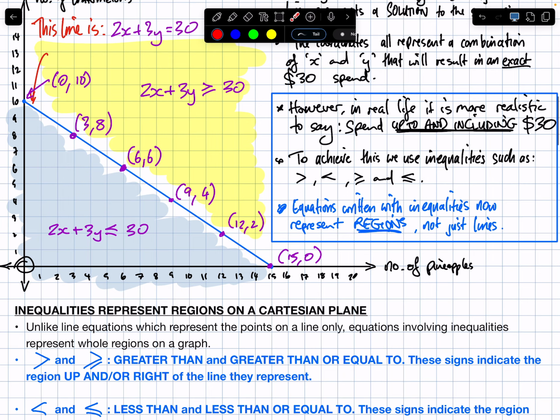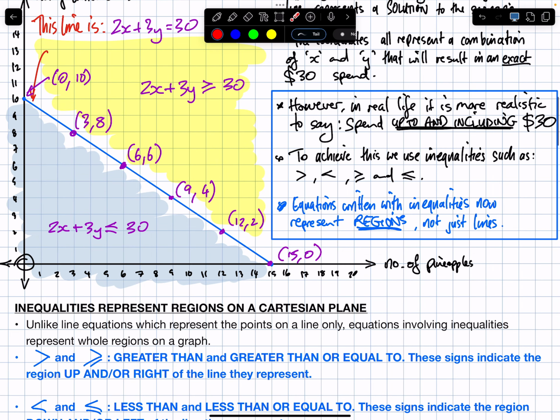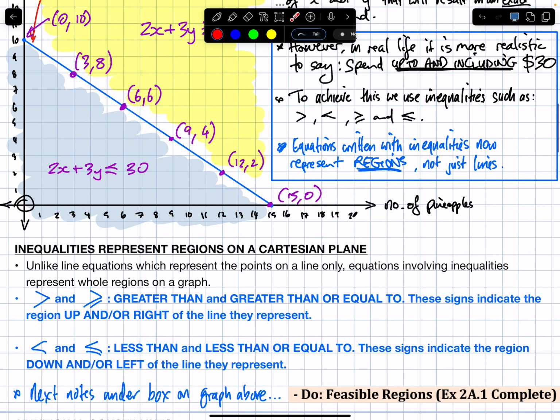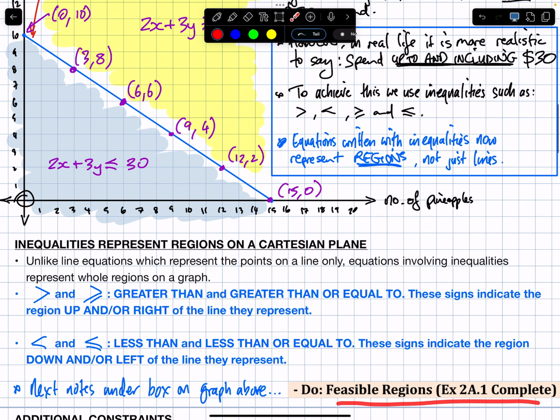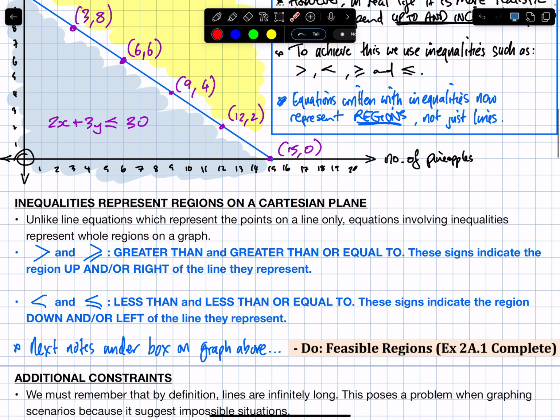So your work for now, can you go until 12 o'clock, please? Can you do exercise 2A.1, all of feasible regions, please? All of feasible regions, please. For your timeline work, I'll be back with you in 40 minutes.